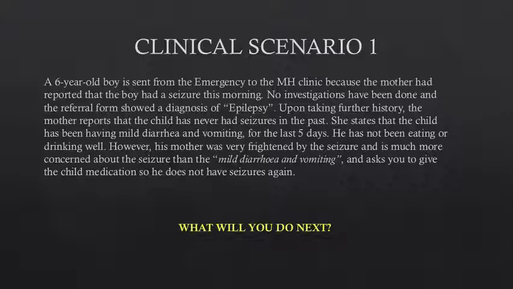Upon taking further history, the mother reports that the child has never had seizures in the past. She states that the child has been having mild diarrhea and vomiting for the last 5 days. He has not been eating or drinking very well. However, his mother was very frightened by the seizure and is much more concerned about the seizure than the mild diarrhea and vomiting. And she asks you to give the child medication so he does not have seizures again. What will you do next in this scenario?